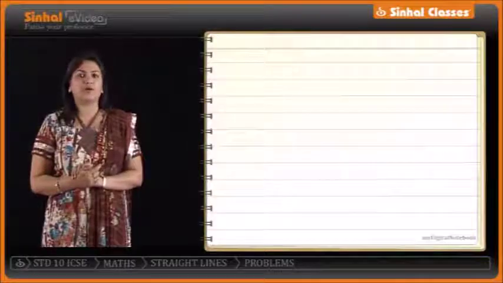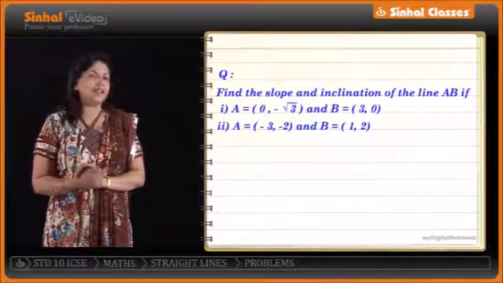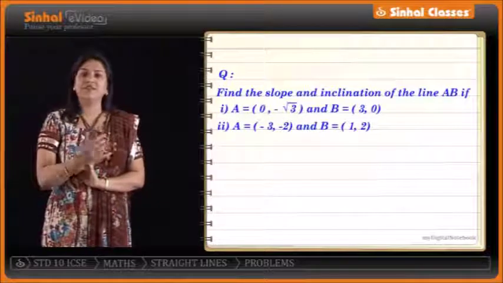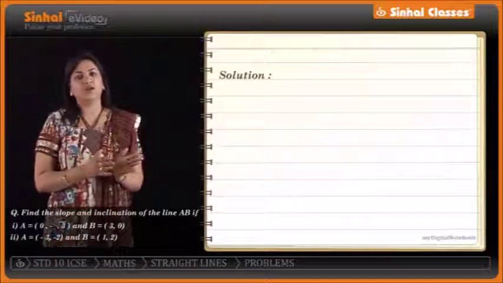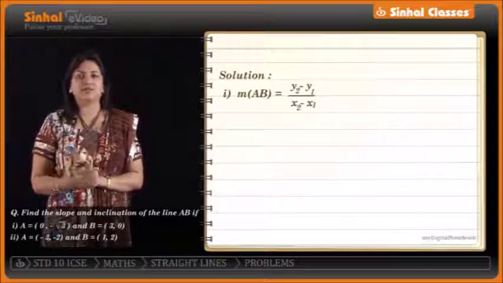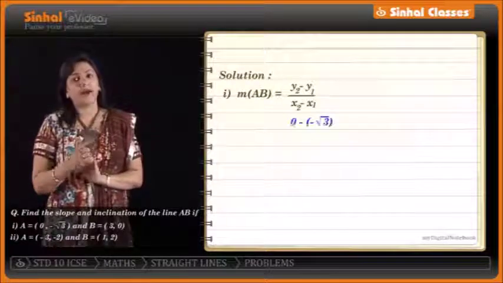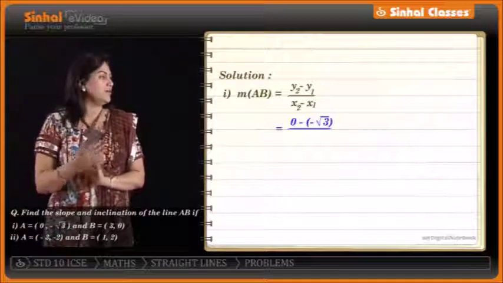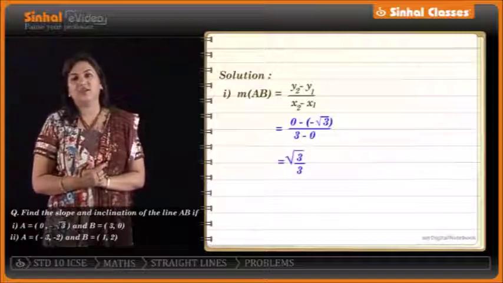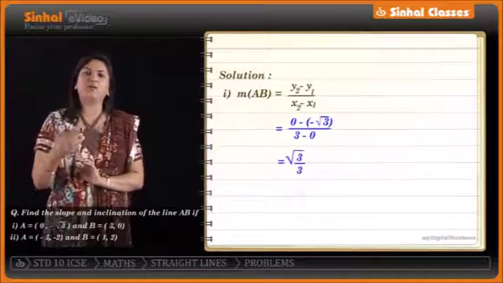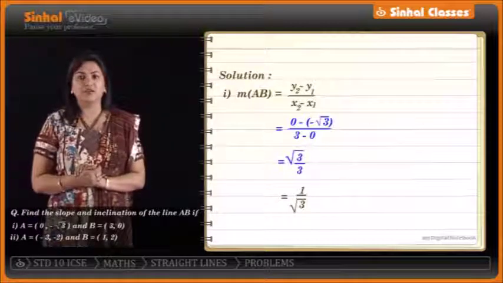Now we take the next problem. Find the slope and inclination of the line AB if we are given the 2 points A and B. Now to find the slope, we'll do (y2 minus y1) upon (x2 minus x1). So we have 0 minus of minus root 3 upon 3 minus 0. Simplify to get root 3 upon 3. That is nothing but 1 upon root 3. So we have got slope as 1 upon root 3.